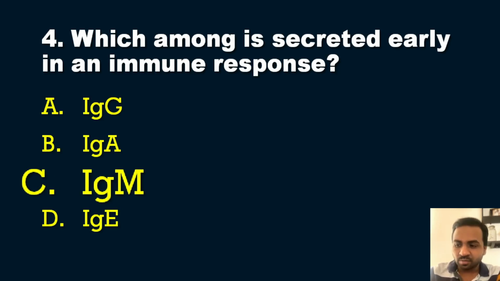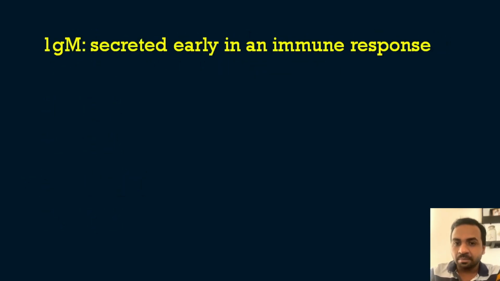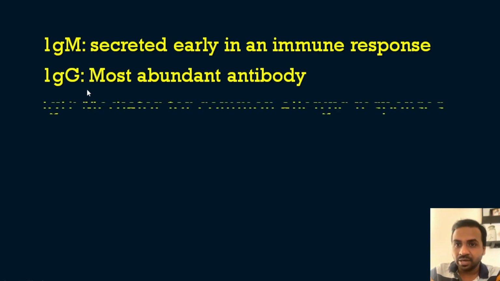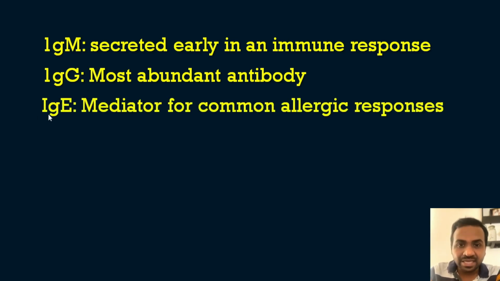So we will have some small key messages regarding the immunoglobulins, some takeaway messages. IgM, a key point is that it is secreted early in an immune response. Then comes IgG, which is the most abundant antibody in our body. Then next is IgE. IgE is the mediator for common allergic responses.